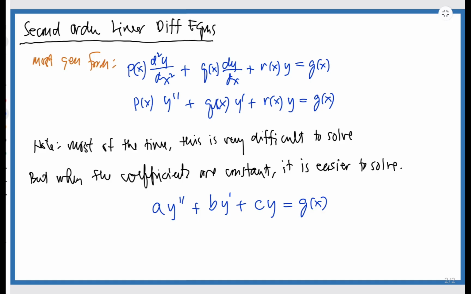But it's easier to solve, though not that easy. What is the easiest to solve is when the right side g of x is equal to 0. So let's make another note.